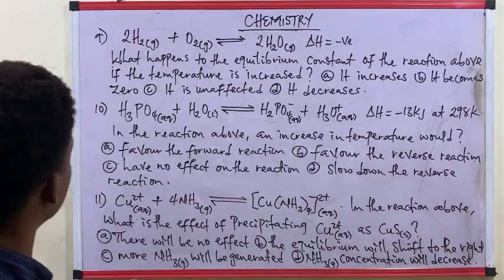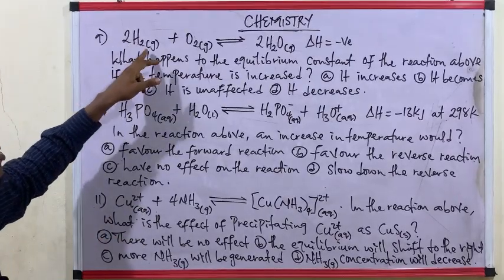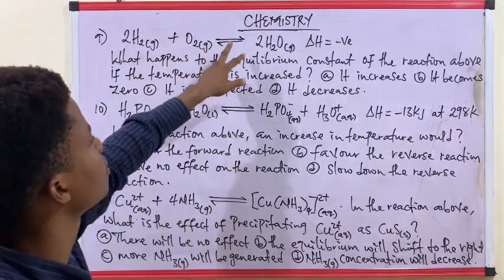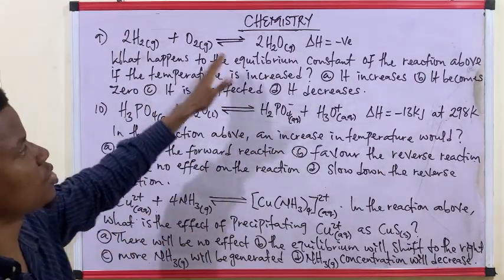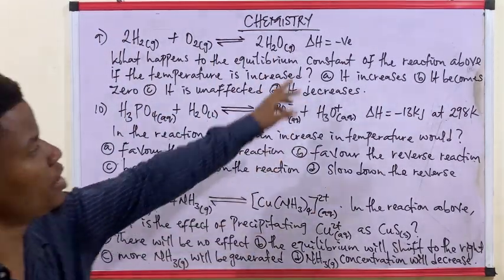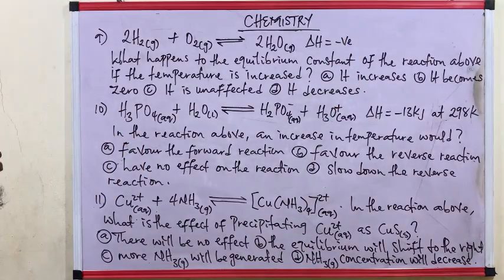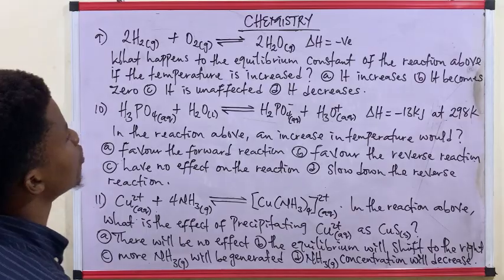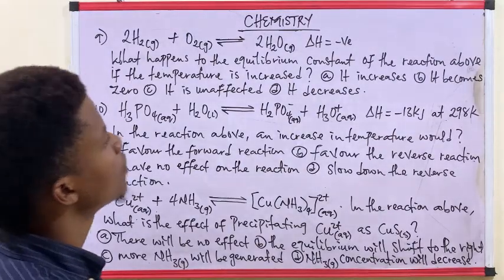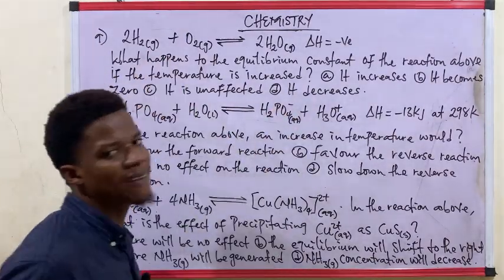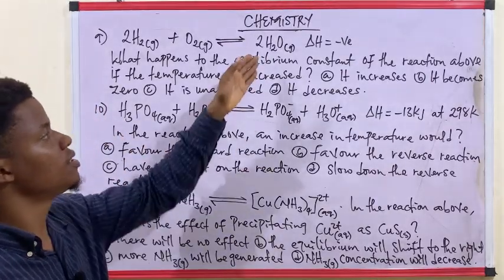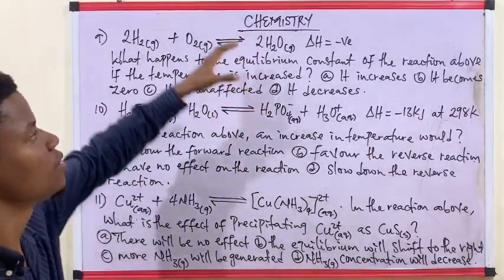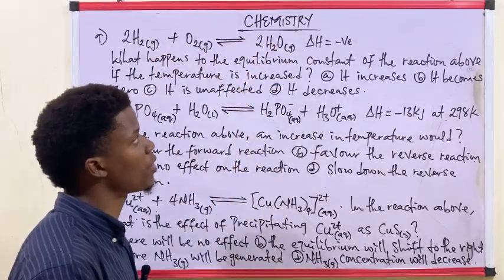And the next question, question 9. Look at this, 2H2 gas plus O2 gas to give us 2H2O gas. So hydrogen reacting with oxygen to give us steam. Then delta H is negative. What happens to the equilibrium constant of the reaction above if the temperature is increased? Oh my God, questions like these are very, very simple. Alright, if you have been following all the questions I've been looking at, this particular question 9 is operation look and pick your answer.